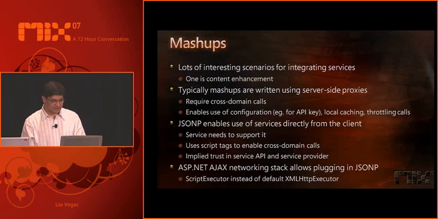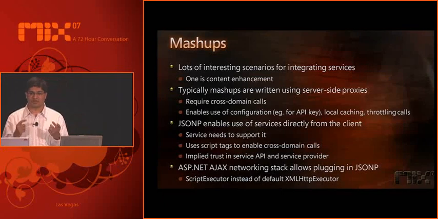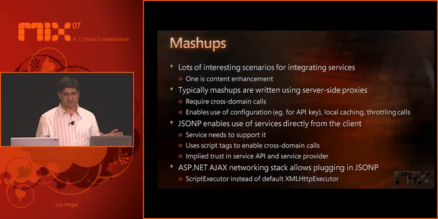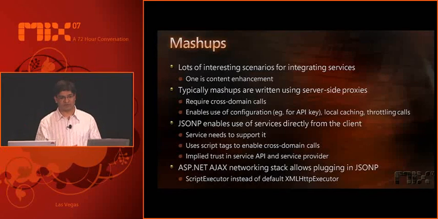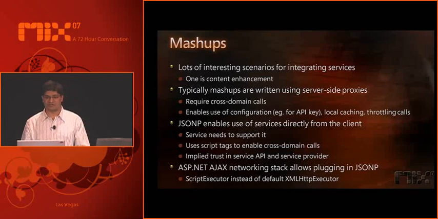So to recap on that, the key thing here is to think about what's the right way to access a service. Just because a service can be accessed cross-domain doesn't imply that that's the best way to do it. There's scenarios for using a proxy on the server. There's scenarios where you might want to actually do a cross-domain call. JSONP is one way of doing cross-domain calls. There are some other ways as well.